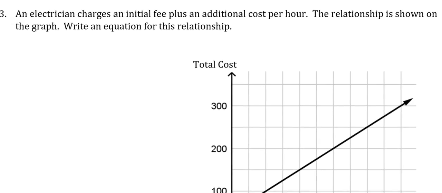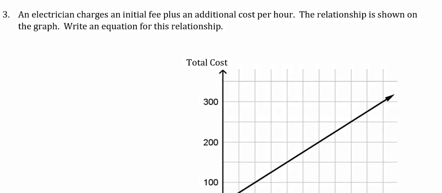Okay, on the back of our giant sheet of paper, an electrician charges an initial fee plus an additional cost per hour. Your parents may have had an electrician or some kind of worker come into their house at some point to fix things. Often that's what they do, right? They charge $100 plus $50 per hour or something like that. There's a fee just to show up at the door. And then there's a cost per hour afterwards. Or sometimes they say the first hour is $150 and then that's $50 per hour after that. It's the same idea, actually.